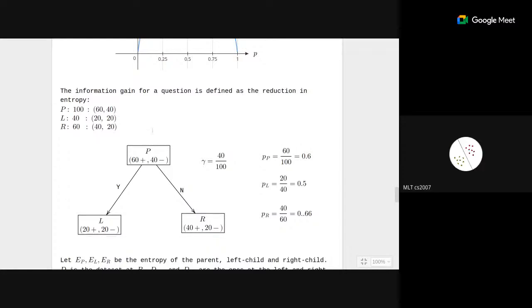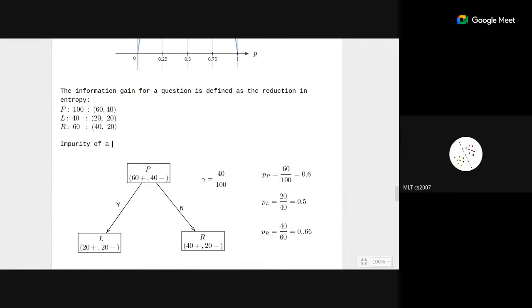See, I'll just write it down. The impurity of a node is a property of the node. It is not a property of the question. The impurity of a node exists before you ask a question, and it'll remain the same even after you ask the question. You could ask 100 different questions from this point, and that is not going to affect the impurity of P, because P already has an impurity of, say, 0.9. How will asking a question change the impurity of P?